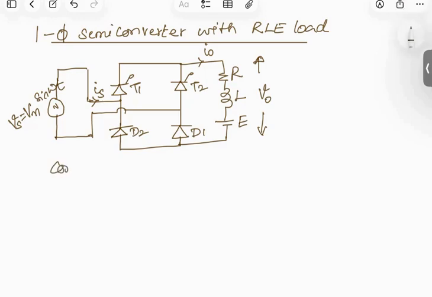In continuous conduction mode, the load current is always greater than 0. So I naught will always be more than 0. So we will not have any discontinuity in the load current.